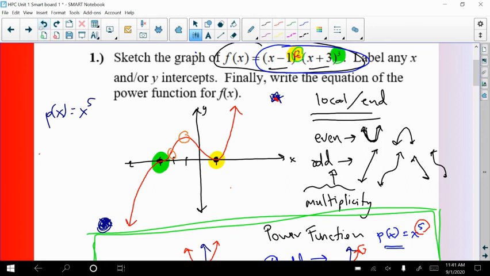Now there is one thing that I do know, and that's the y-intercept. I can find the y-intercept because I can let x equal 0. If you let x equal 0, you get 1 times 3 cubed, which is 27. So I do know that point is (0, 27). So I can label that, right? I found the y-intercept, I found the x-intercepts, and I wrote the power function. The power function was the function that if you were to expand all of this, the leading term would have been x to the fifth, the highest power.